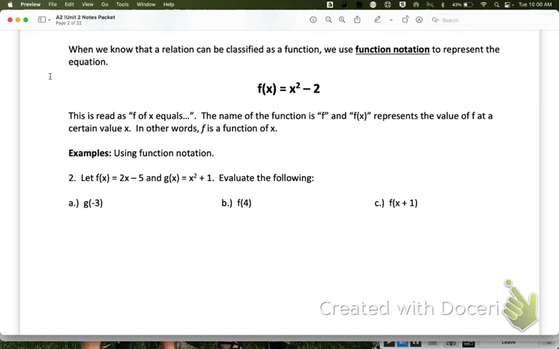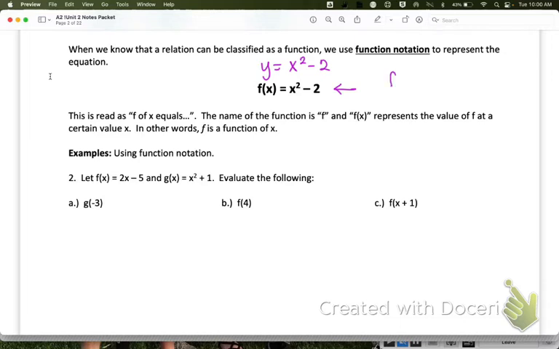So if we know that a relation can be classified as a function, we can use function notation to show the reader that this equation has already been tested and I know it's a function. So f of x equals x squared minus 2, that's the same thing as saying y equals x squared minus 2, but this one helps me know that it is a function. If I didn't know it, I would have to test it and find out. So using that function notation is very helpful, okay?